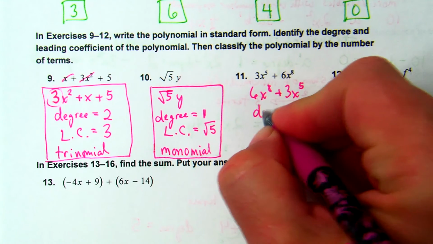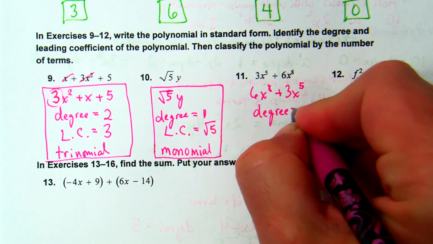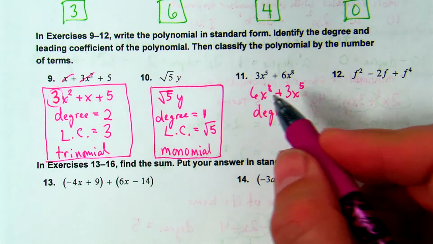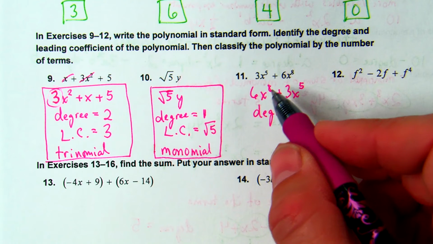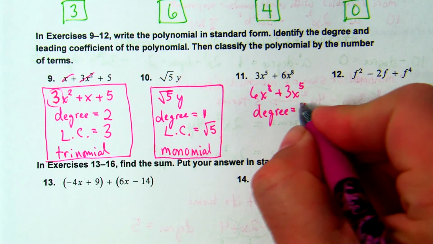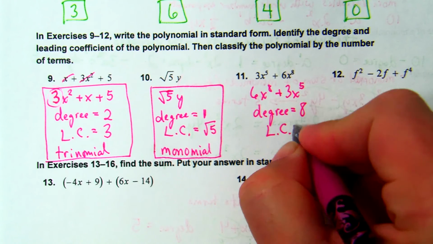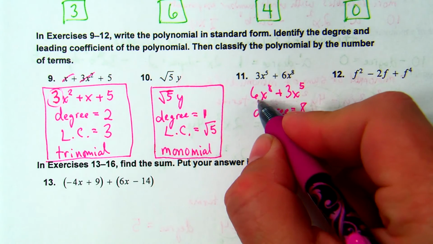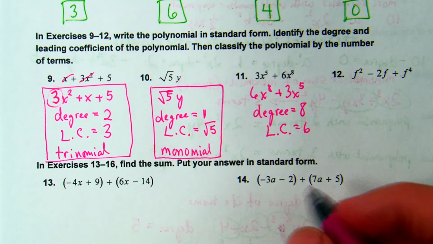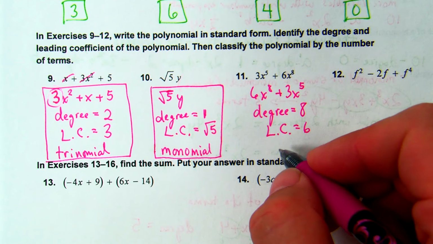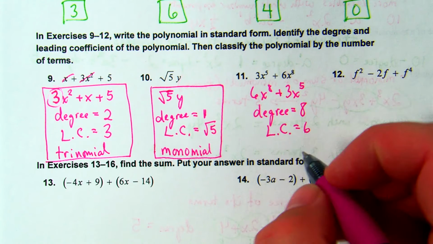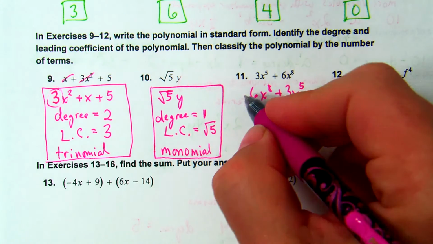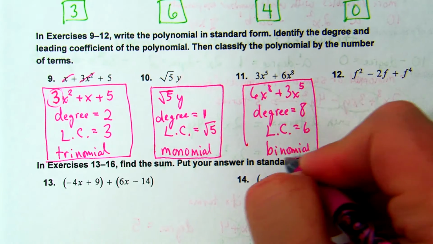The degree of this polynomial is 8, because the greatest degree of terms is 8. The leading coefficient is 6. It's the one in front of the first term in standard form, so it's 6. And what classification is this? It is a binomial because it has 2 terms.